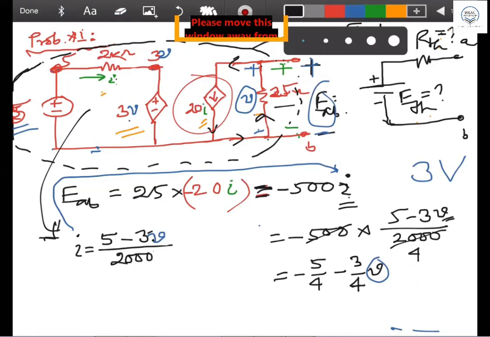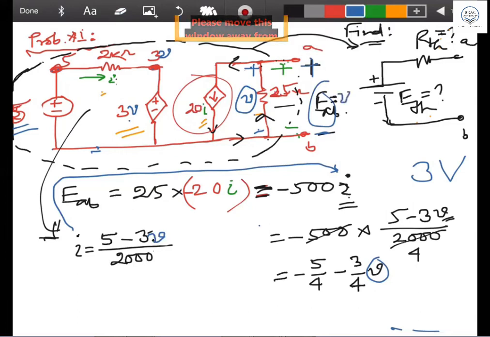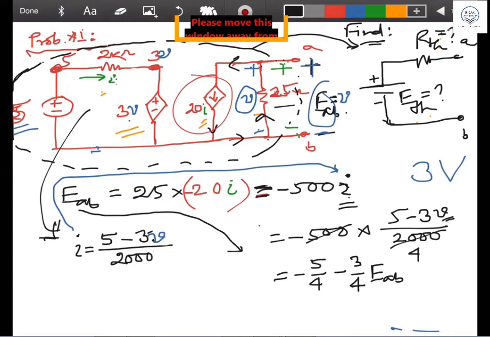Understand it? Yes, sir. Good. So I'm writing here, this is small v. So what can I do now? I can replace this v. I'm replacing this v by the EAB. Can I do this? Yes, sir. Good. So now this EAB is there up to this.